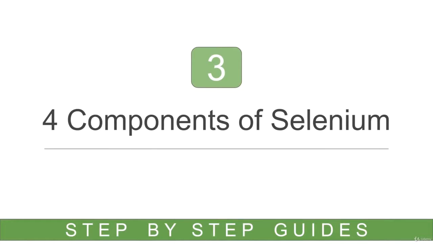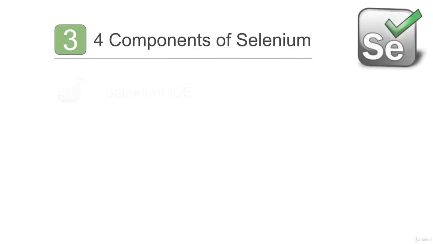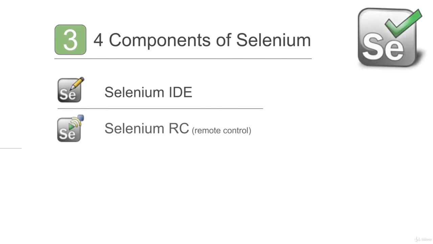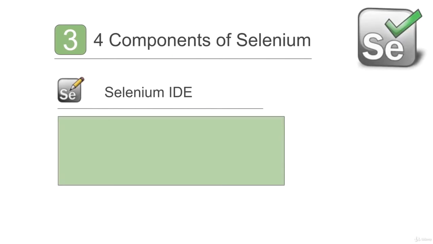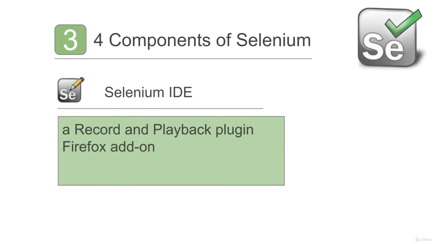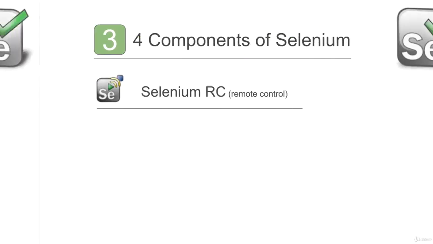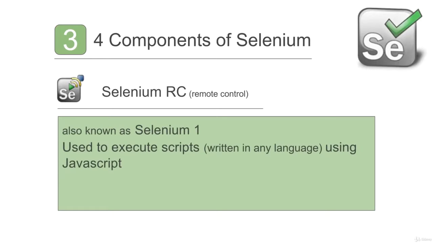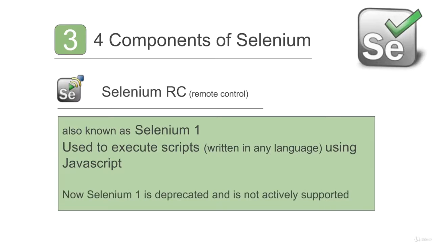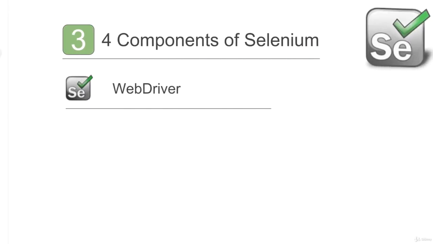Let us look at the four major components of Selenium. We have Selenium IDE, Selenium RC or remote control, WebDriver, and Selenium Grid. Selenium IDE is an add-on for Firefox, and it is a record and playback plugin, and you can use it for prototype testing. Selenium Remote Control is also known as Selenium 1, and it is used to execute your test scripts using JavaScript, and as of now it is not actively supported.